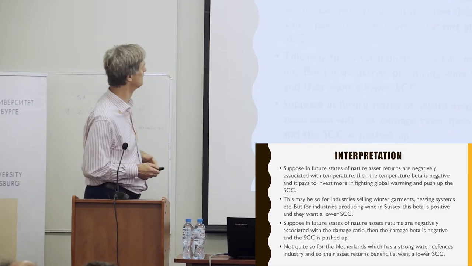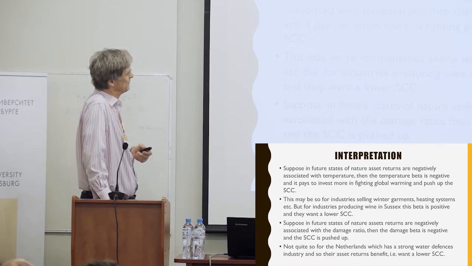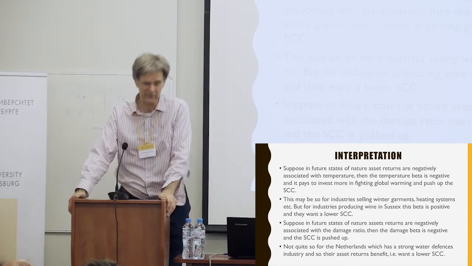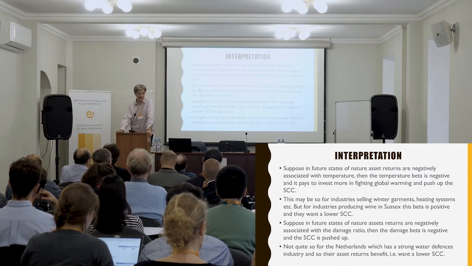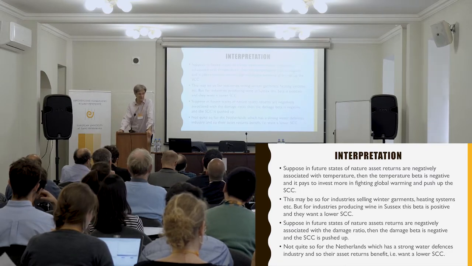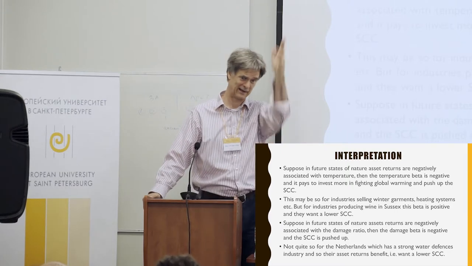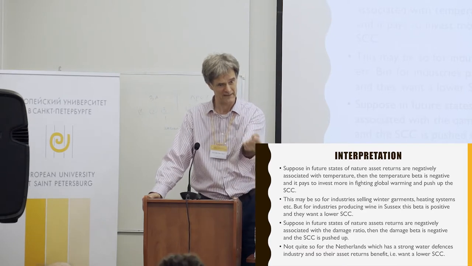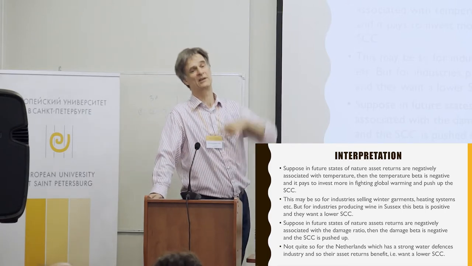Okay. So what's the interpretation? If in future states of nature, asset returns are negatively associated with temperature, then what would it be? If you're in Africa, that may be the case, maybe negative. If you're in Sussex, and you are certainly able to make great wines, better than in the Champagne area, it's maybe positive. Asset returns and temperature would be positively correlated, generally speaking. Then these guys in Sussex say, let it come on, the temperature. So they don't want to price carbon as vigorously. Carbon will be priced less by them, whereas those who are hit a lot by it, statistically speaking, would price carbon much more.